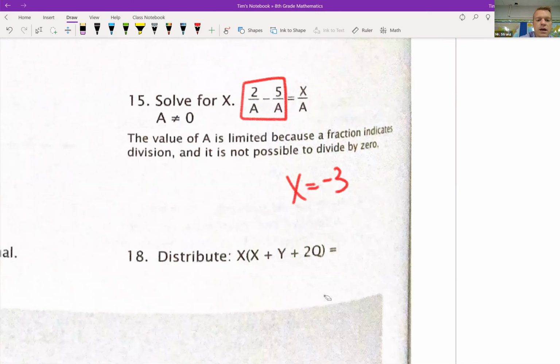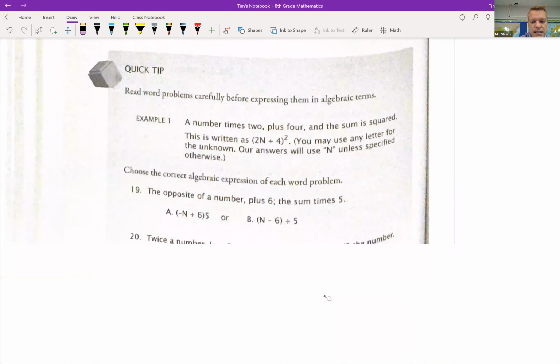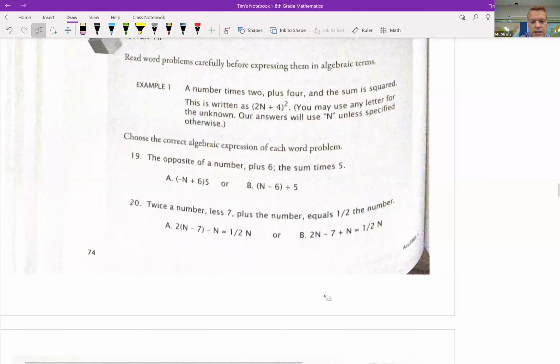Okay. And then down here, the 19 and 20, the opposite of a number plus 6, the sum is 5 times. So you just need to choose the correct algebraic expression for 19 and 20.